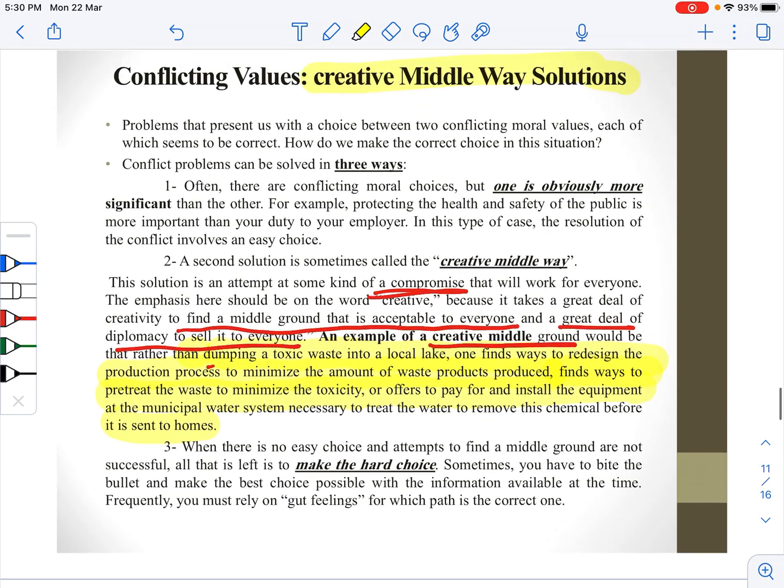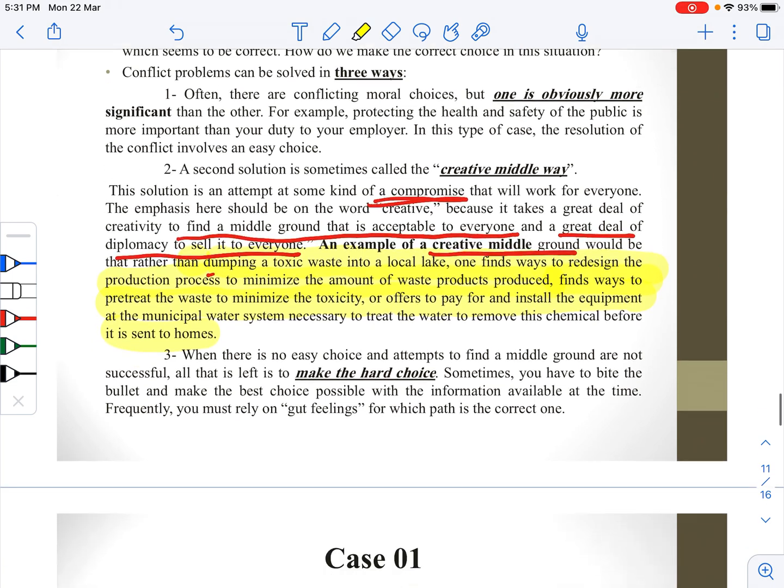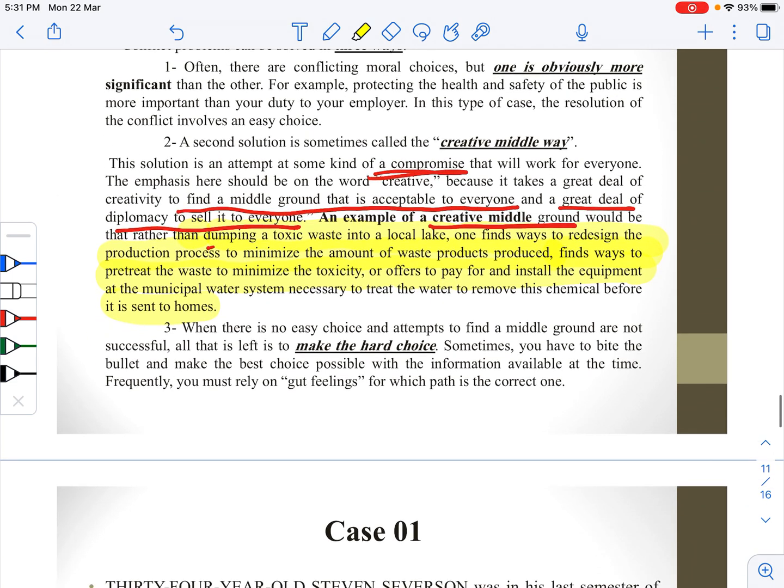And when you have conflicting values and you want to use this creative middle way, maybe you cannot give this creative middle way, you cannot have a compromise. So if you cannot give a compromise, then the only way you can think of is to make the hard decision.